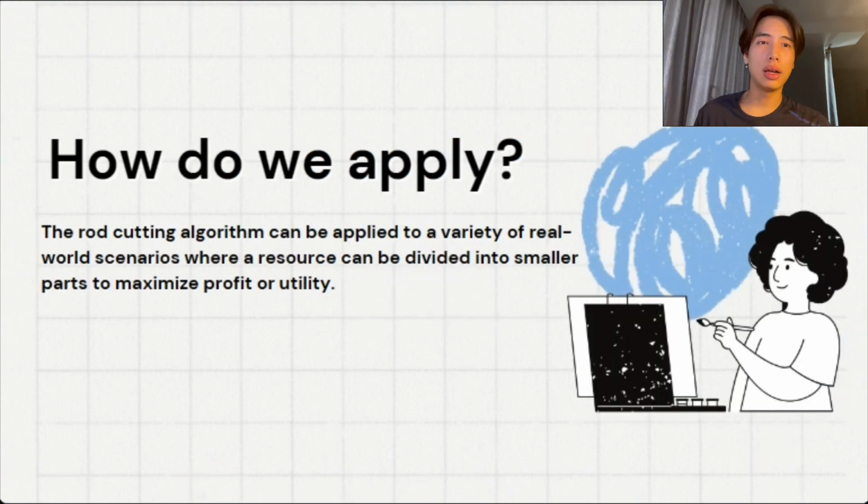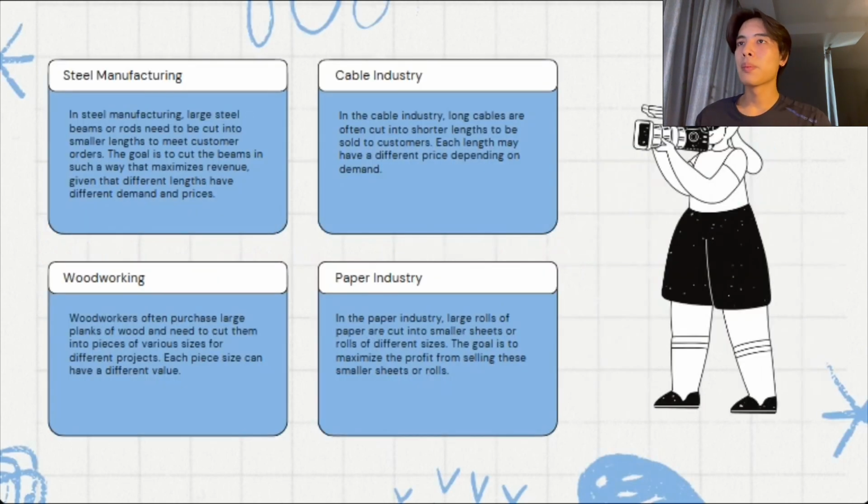Okay, and how do we apply lot cutting to the real world? The lot cutting algorithm can be applied to a variety of real world scenarios where a resource can be divided into smaller parts to maximize profit or utility. First one is steel manufacturing. In steel manufacturing, large steel beams or lots need to be cut into smaller lengths to meet customer orders. The goal is to cut the beams in such a way that maximizes revenue, given that different lengths have different demand and prices.